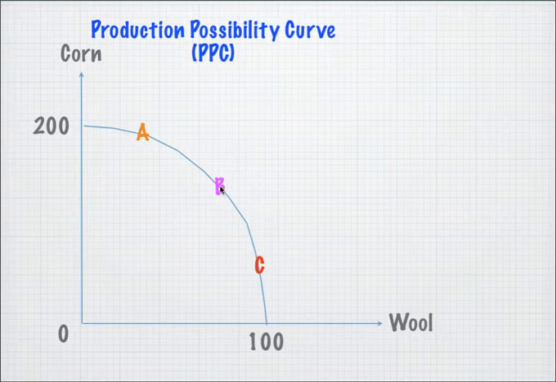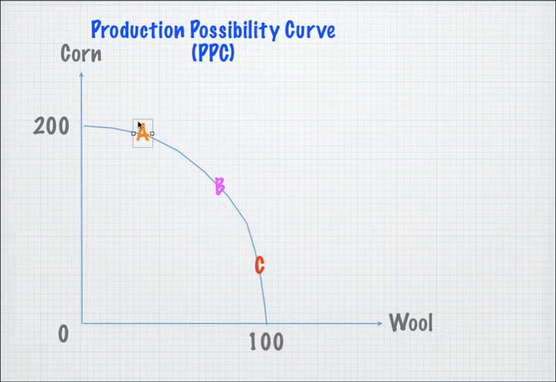So imagine if I move from point B to point A. Now I'll have to produce less wool and more corn. By producing less wool, I'll make those people who value wool quite highly and consuming it worse off because now they cannot consume the same amount of wool. So this is not going to be an allocatively efficient improvement.